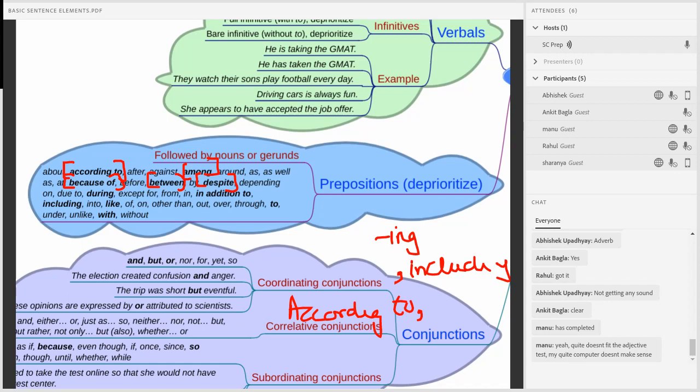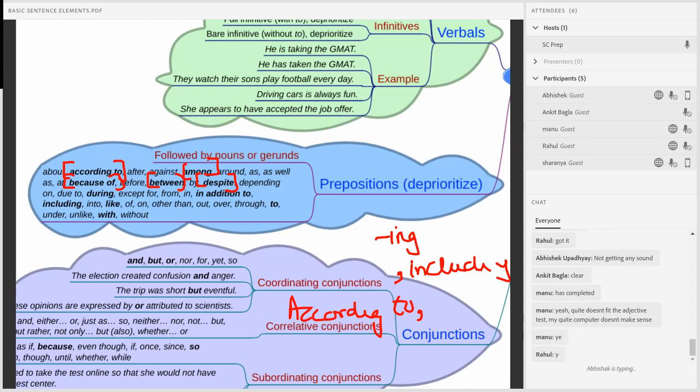Whenever you see the words including and according to, you will not try to apply the rules that we will discuss at a later date for ing modifiers. Quick check, is everyone comfortable with this? Awesome. I've received 5 yeses. Very good. Now let's get to the final category, and that is conjunctions.